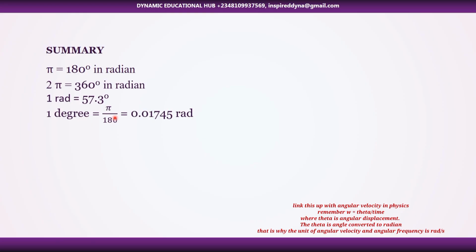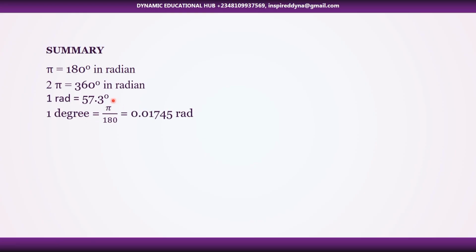So you can be asked to convert angles to pi. To do that, since you know that 1 degree is pi over 180 in radian, you will just multiply pi over 180 by that angle, then you can get your angle in pi. So you are not going to substitute the value of pi there.